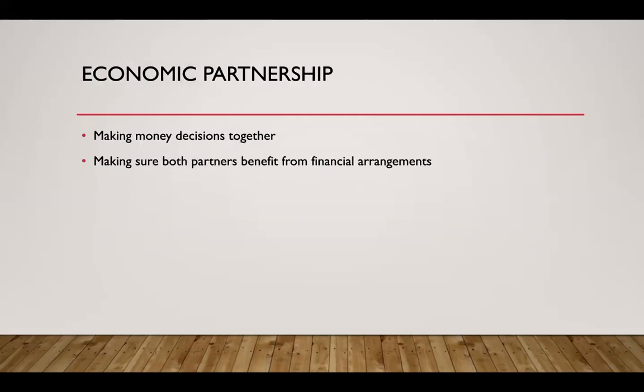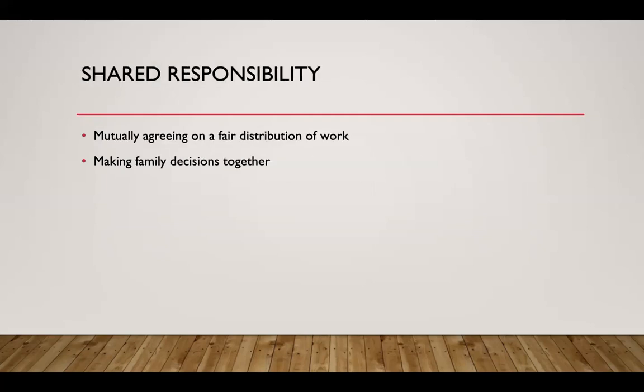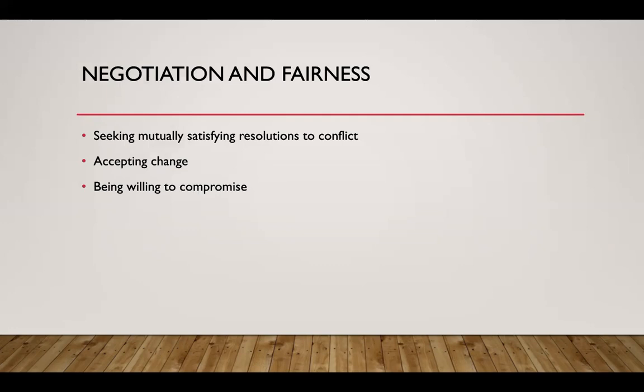Next, we have economic partnership, and that may look like making money decisions together, making sure both partners benefit from financial arrangements. Shared responsibility would be mutually agreeing on a fair distribution of work. Maybe that's around the house, or out in the yard, it doesn't matter. Making family decisions together, and that includes the big ones. Negotiation and fairness looks like seeking mutually satisfying resolutions to conflict, accepting change, and being willing to compromise.